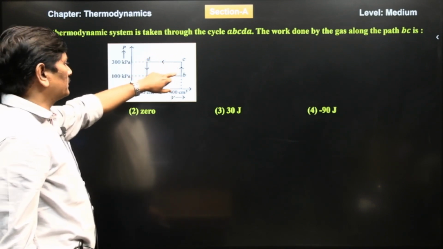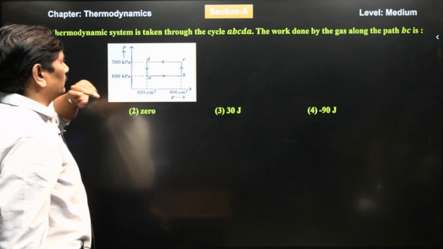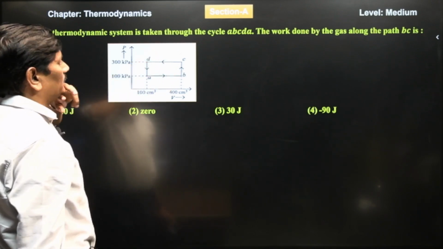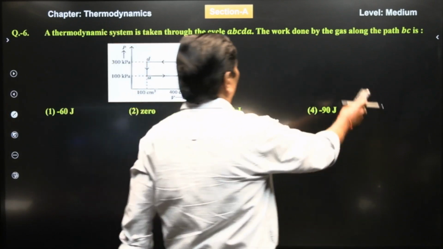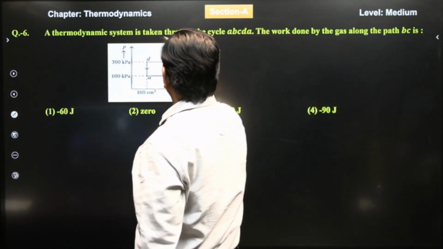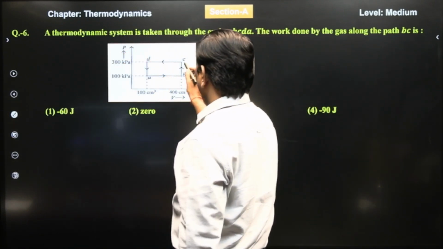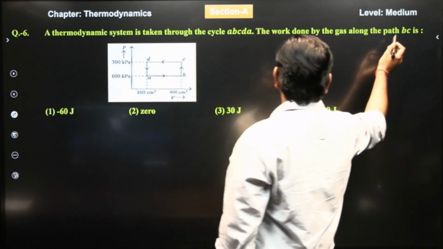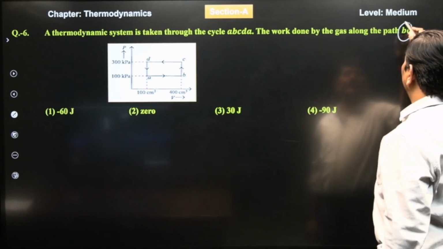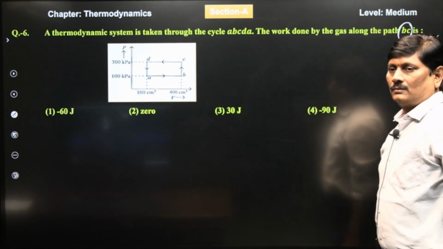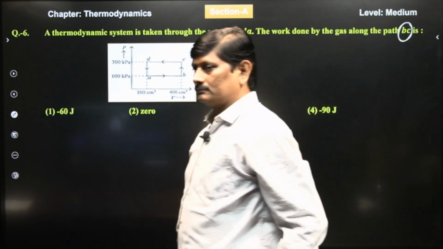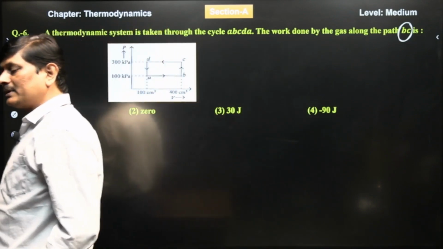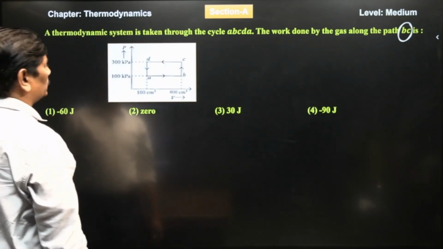Okay, rectangular shape is there, so length into breadth, simply you find that, but that is not the case here. Here the case is not that one. See, a thermodynamic system is taken through cycle ABCDA. Work done by the gas along the path BC, that is important. Only for one step they are asking, that is from B to C.